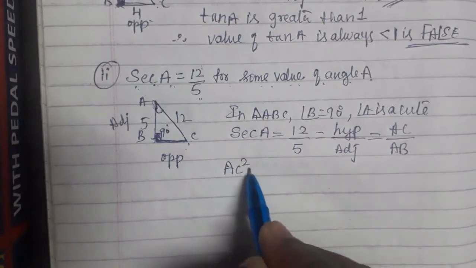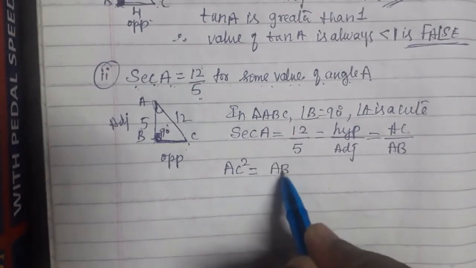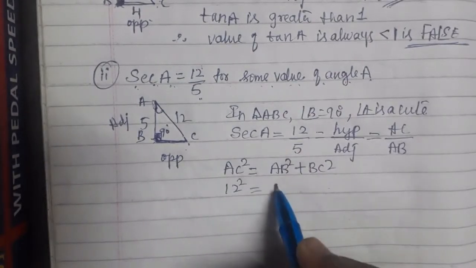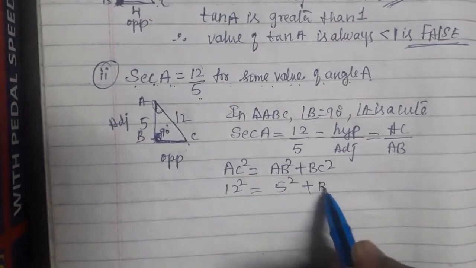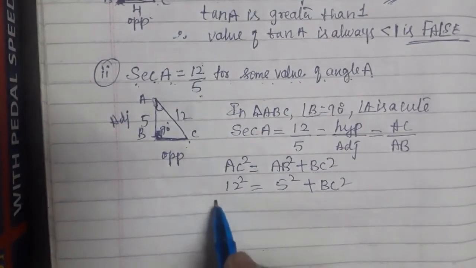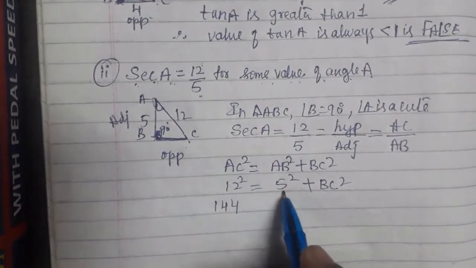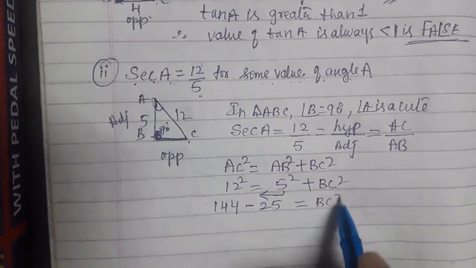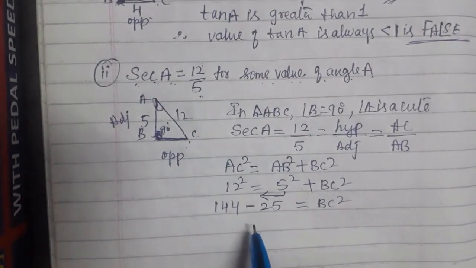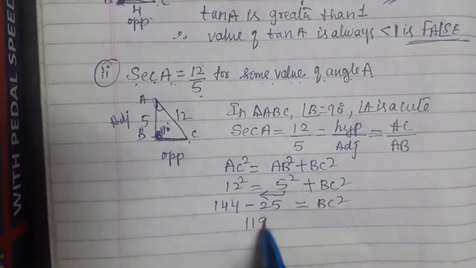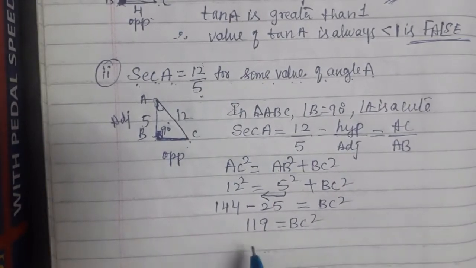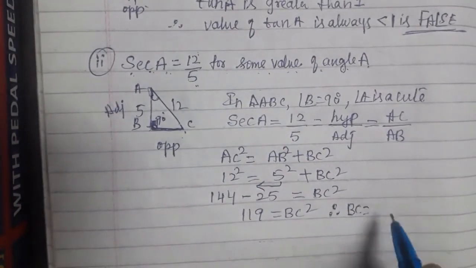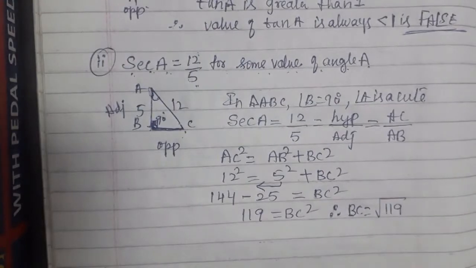AC square is equal to AB square plus BC square. What is AC square? 12 square. What is AB square? 5 square. BC square I have to find. Now shift 5 square. 12 square is 144. When you shift 5 square, it will become minus 25 is equal to BC square. 144 minus 25 is 119, which is equal to BC square. So, BC is equal to square root of 119.